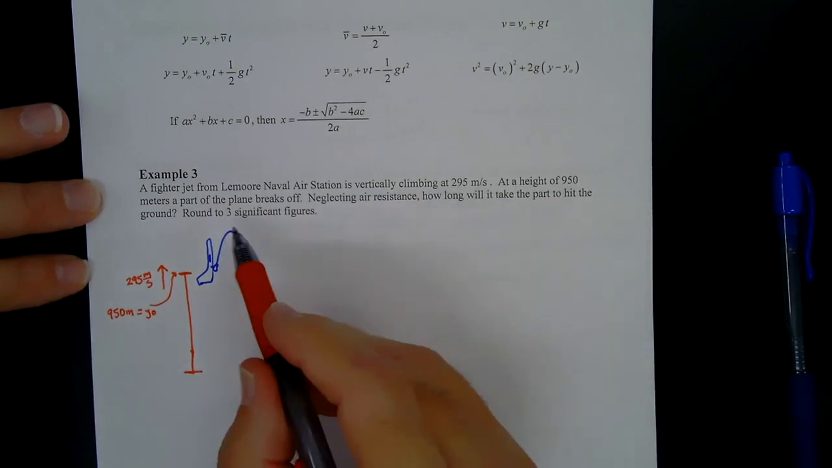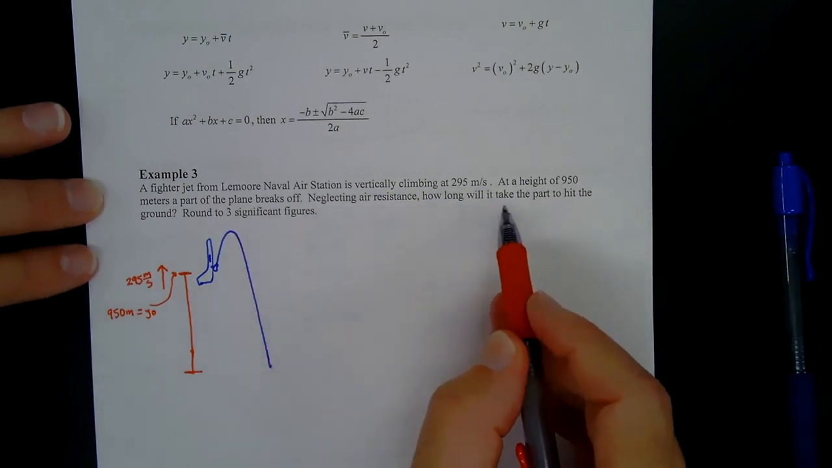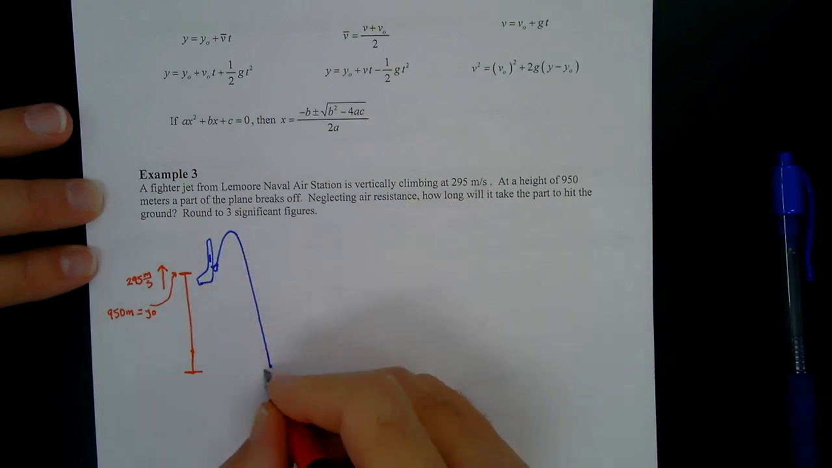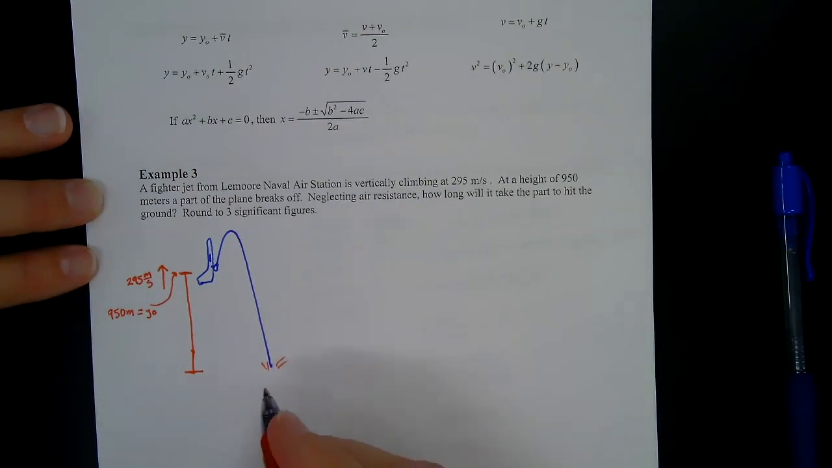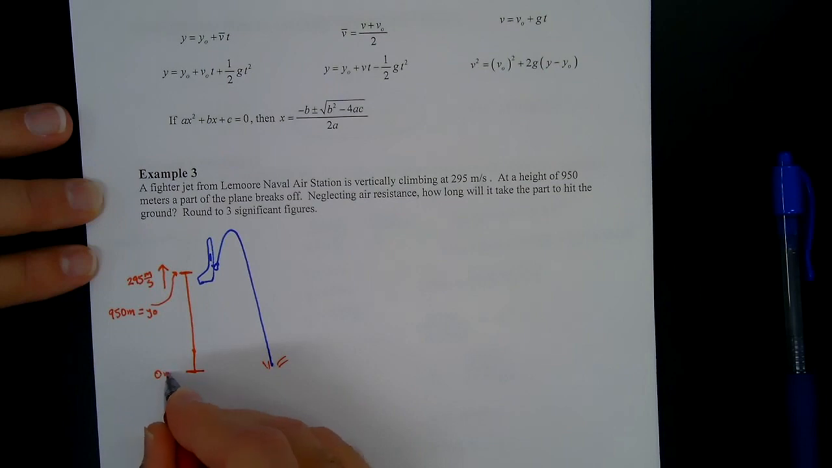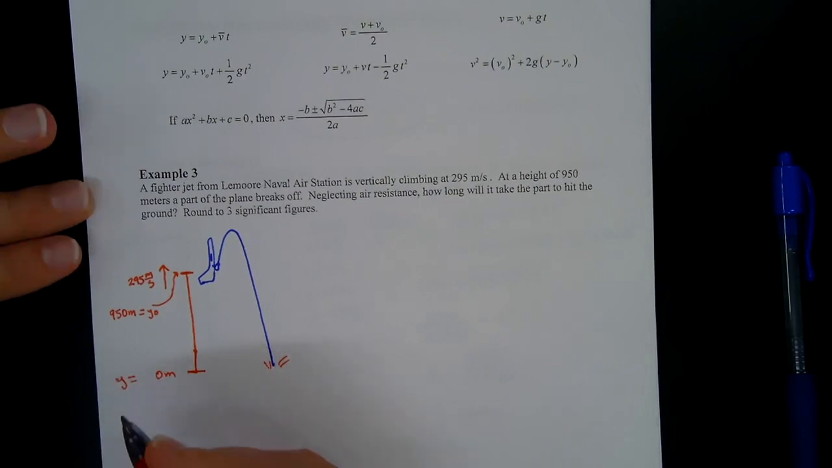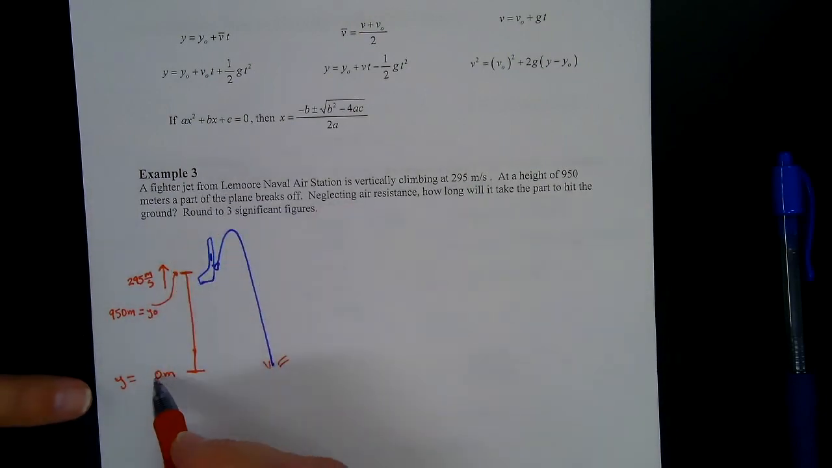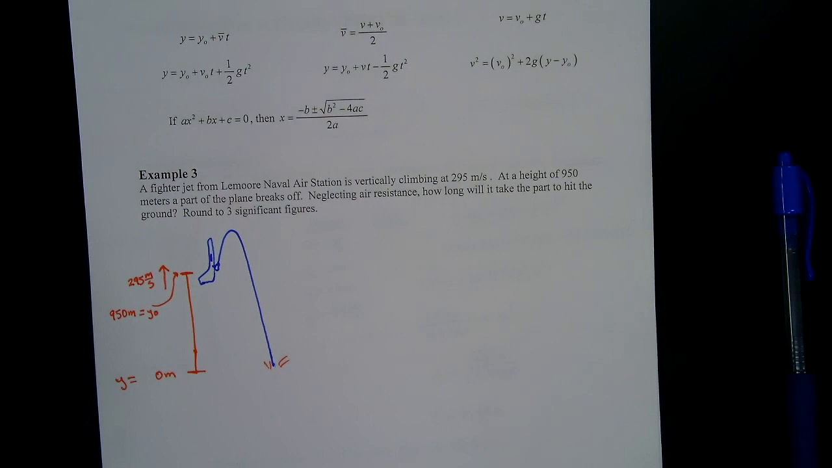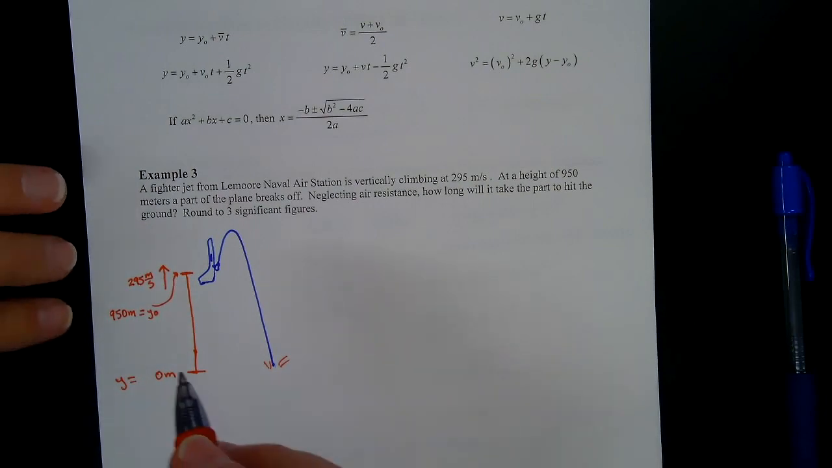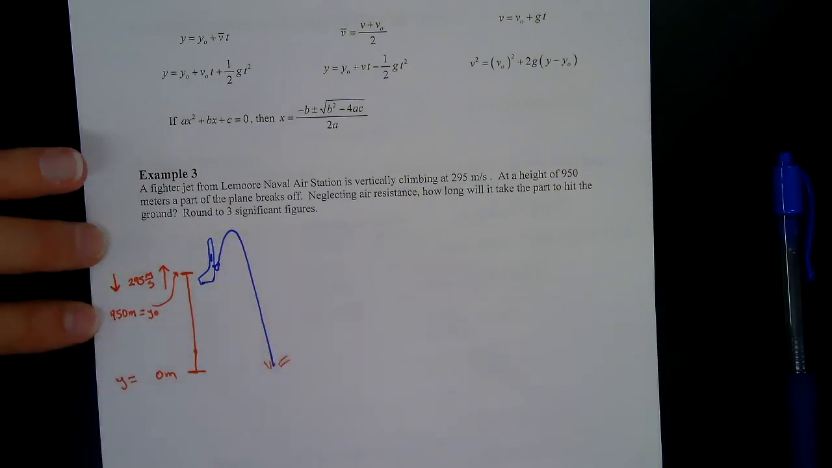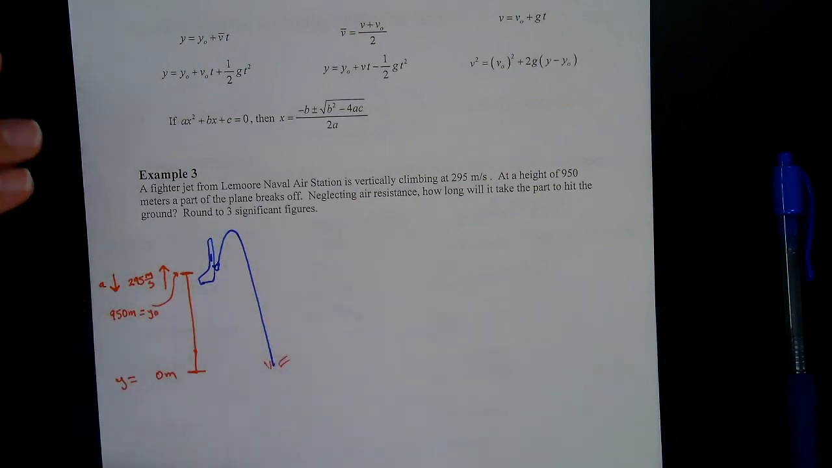And I want to know, neglecting air resistance, how long will it take the part to hit the ground? So how long is it going to take to come back down and hit the ground? And to hit the ground, that means the final position is going to be 0 meters. So that's going to be my final position because it started at 950, goes up and comes back down, and 0's at the bottom. Now there's also acceleration that's taking place going downward. So that's going to be my a. That's the negative 9.8.